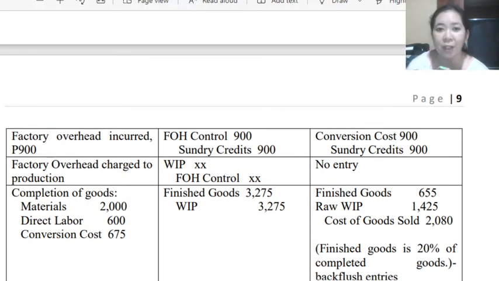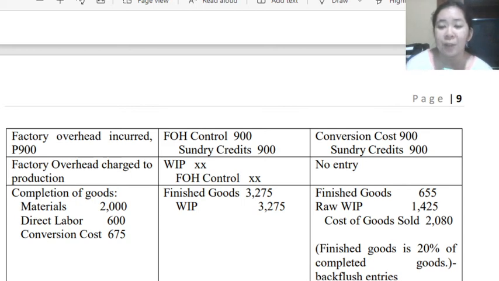So for traditional, our entry is to debit factory overhead control, credit to sundry account, meaning it may be indirect materials or indirect labor. For just-in-time, again, we will use conversion cost, factory overhead charged to production. For traditional, we debit work in process, and then we close the factory overhead control.